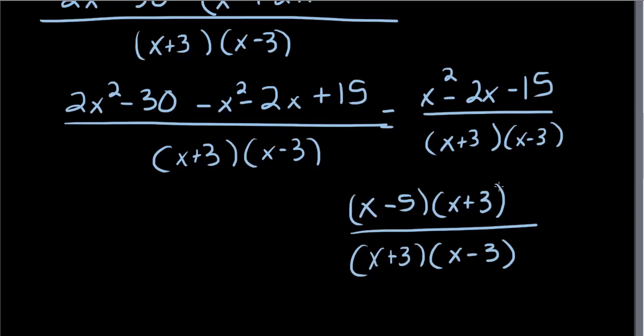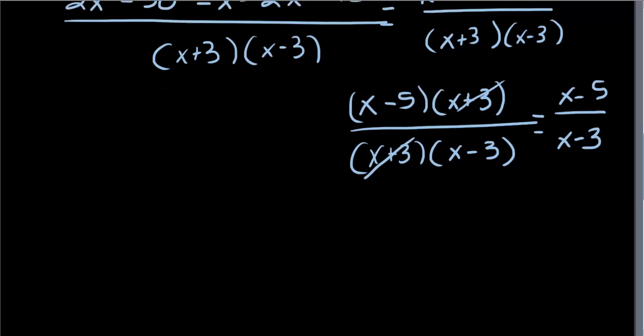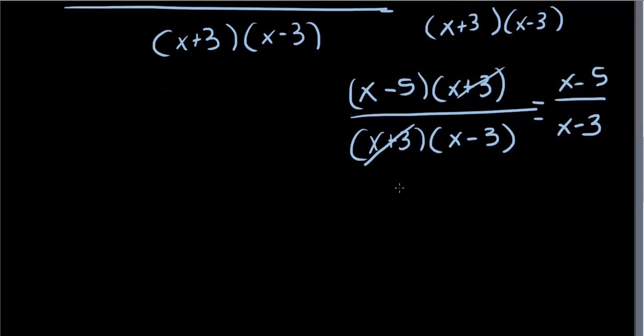So I can cancel the x plus 3 with the x plus 3. So the answer will be x minus 5 over x minus 3. And the values of x that I cannot have because they will make the expression undefined are positive and negative 3. Because if you solve for x here, you will have positive 3. If you solve for x on this one, it will be negative 3. So that's the first example. Let's go ahead and work on another one.